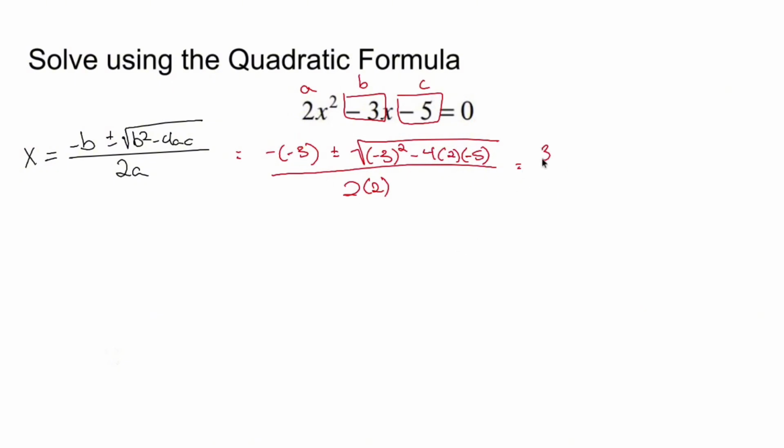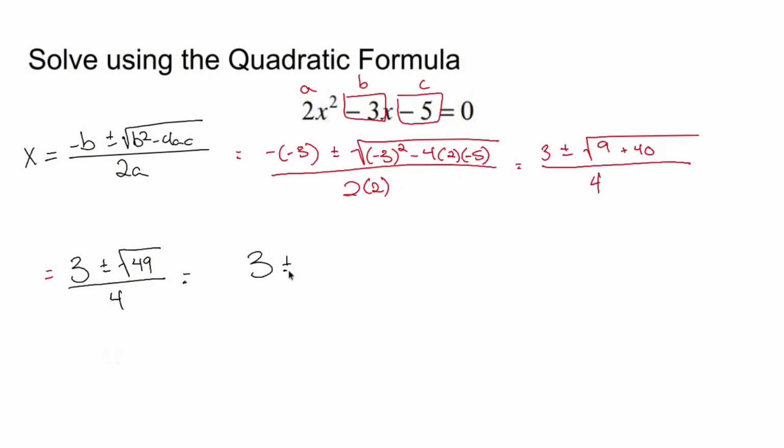Negative negative 3 is 3, plus or minus. Inside the square root, I have negative 3 squared, which is 9, minus 4 times 2 times negative 5 is going to be plus 40, all over 4. That is nice. That becomes 3 plus or minus the square root of 49, all over 4. The square root of 49 is 7. So I have 3 plus or minus 7 over 4.